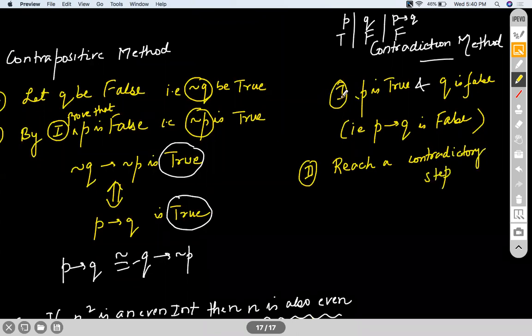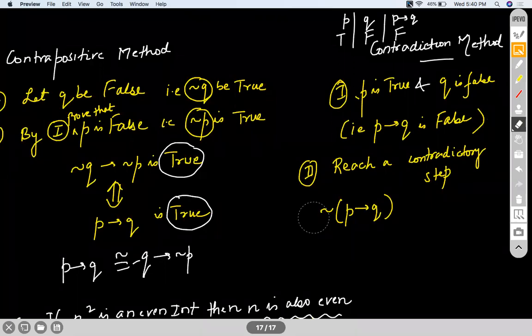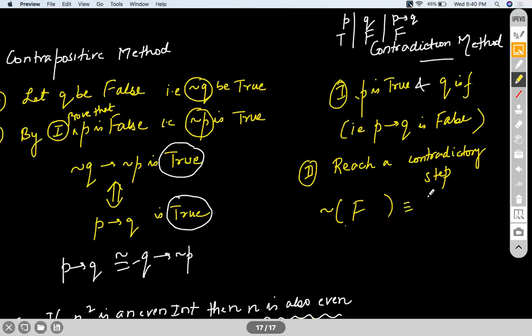That means this is not true. That means the negation of false is happening. Let me write it false. That means your statement will become true. Are you getting my point? So again, I'm repeating the process involved. First, you assume that P is true and Q is false. By assuming that, you are indirectly assuming that your given if-then statement is false. And when you contradict that, your if-then statement becomes true. Simple as that. And hence, we prove that this is true.